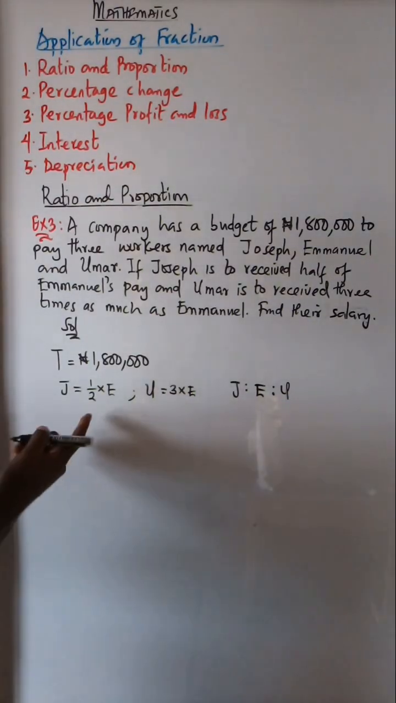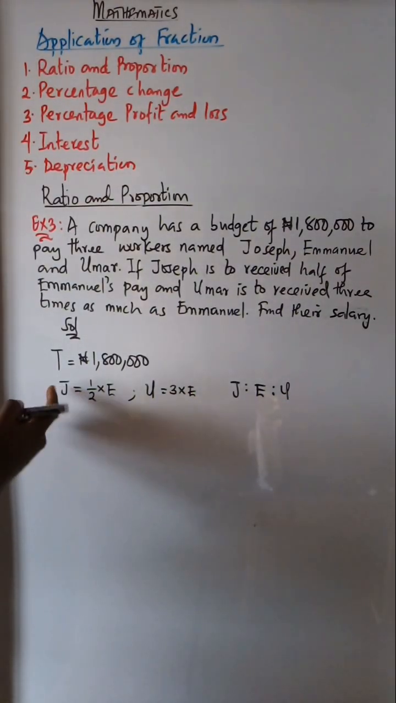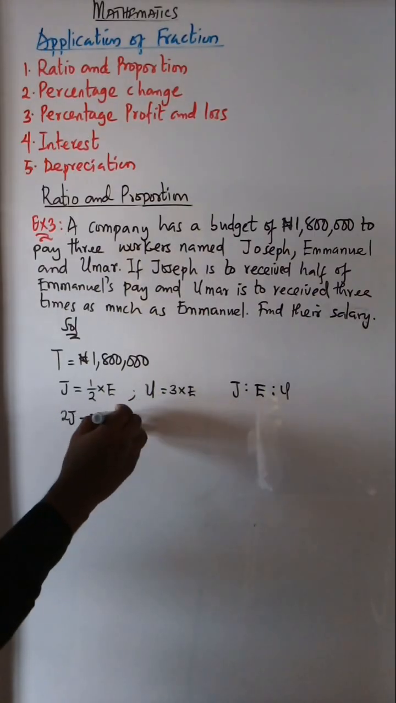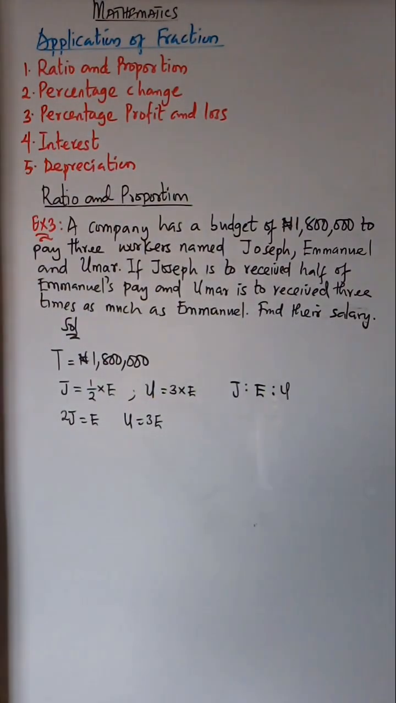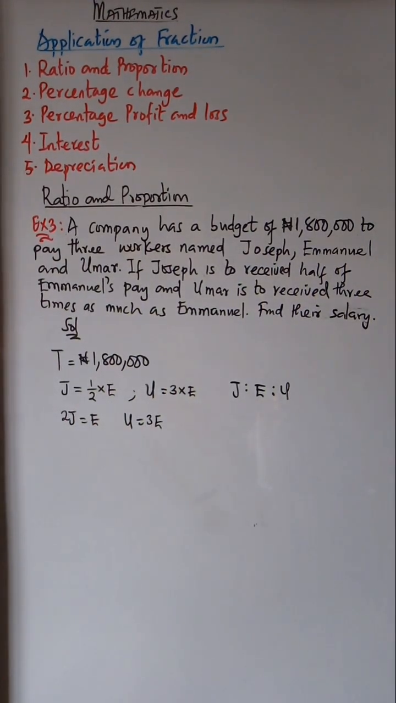From here, we have a fraction, so I can just cross multiply. I can bring the 2 here. So from here, I can say 2j equals to e. And from here, u equals to 3e. To get the ratio, one of those things you can do is to make any of these 3 letters to be 1. You can make j to be 1, e to be 1, or u to be 1. Just for us to be able to get the ratio.